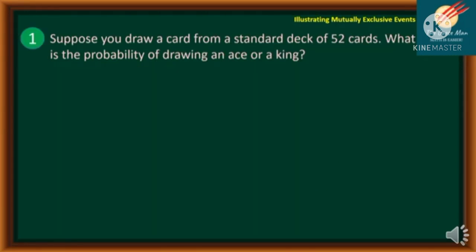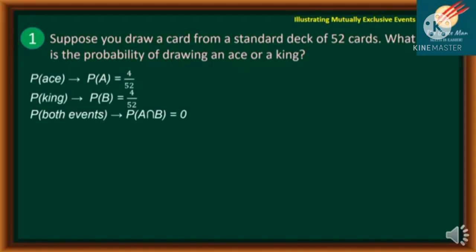Let's have example number 1. Suppose you draw a card from a standard deck of 52 cards. What is the probability of drawing an ace or a king? So for simplicity, we have here the probability of an ace. There are 4 aces out of 52 in the standard deck. Also, the probability of a king, so that is B, is equal to 4 over 52.